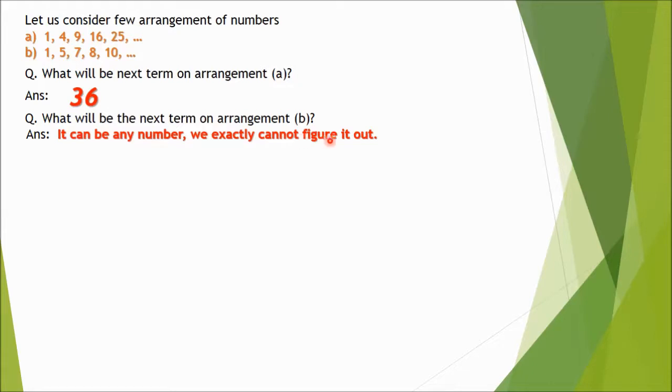Why? There must be a question. Why were we able to find the next term or number in the first arrangement, and why weren't we able to find the number in arrangement B? There must be a reason, and any doubt of a student will be cleared in the coming question.